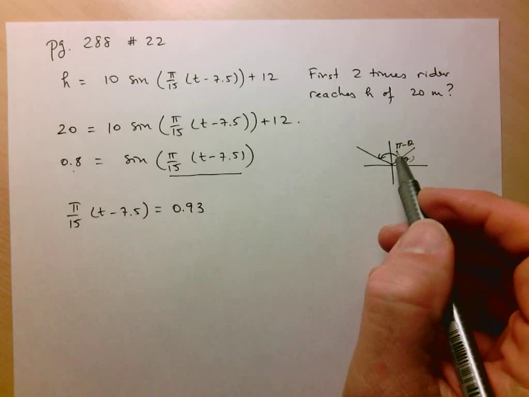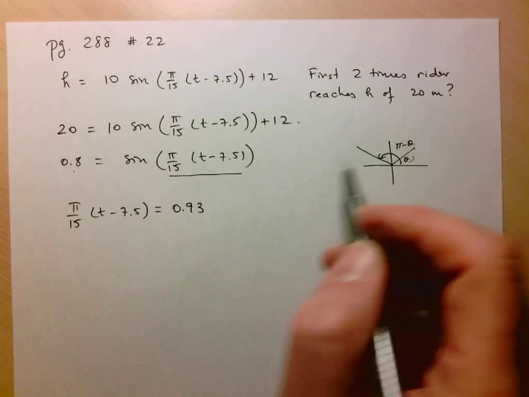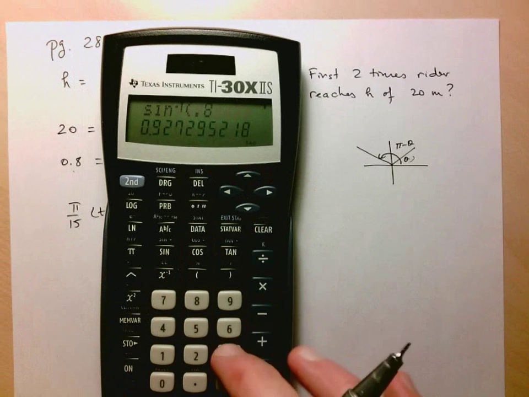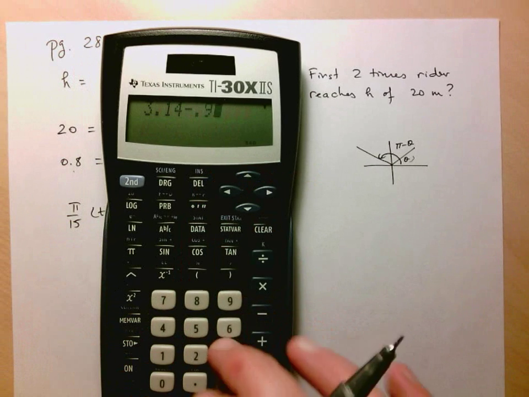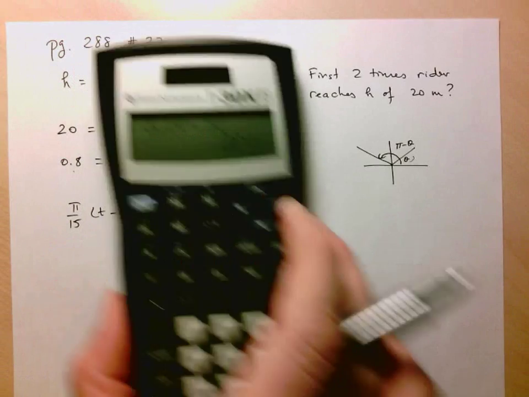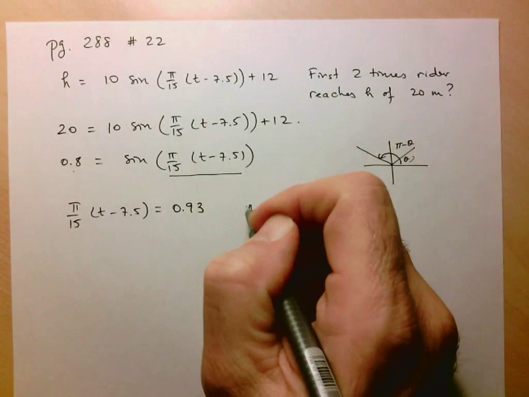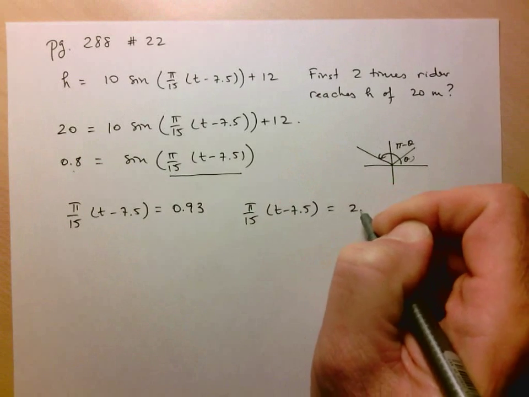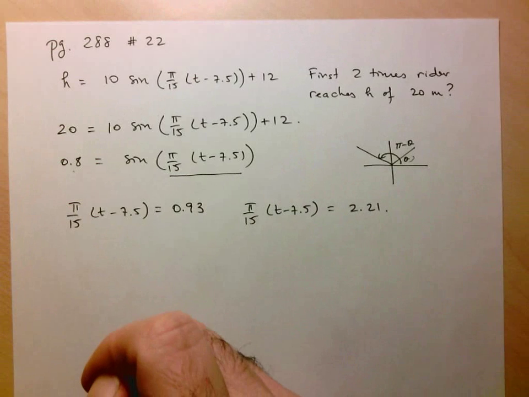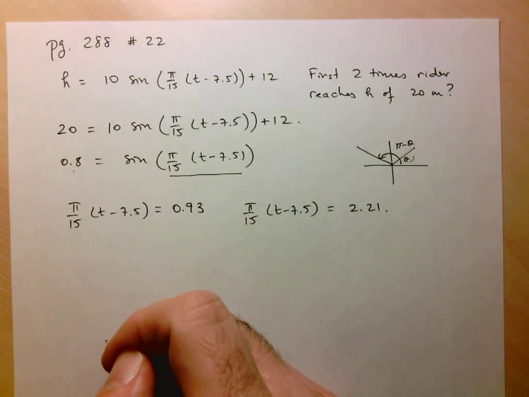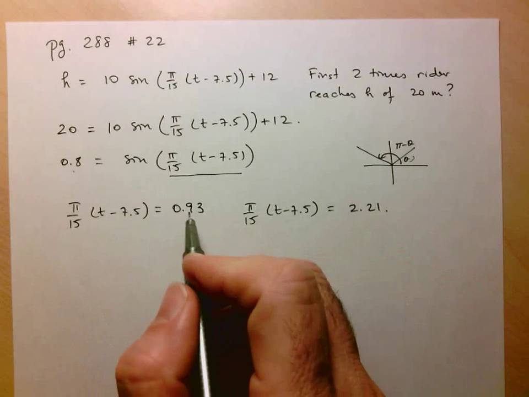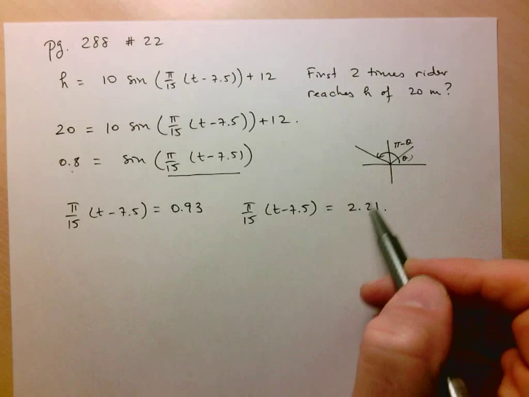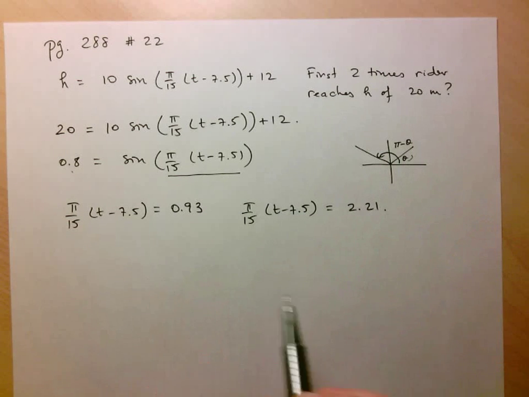But if we want the second time that it has this value, we know we're going to have to take 3.14 minus 0.93. Let's calculate that here. Pi minus 0.93 gives us 2.21. So that means pi over 15 times (t minus 7.5) can also equal 2.21. Now if I wanted the first three times that it reached the height of 20 meters, my next answer would be 0.93 plus 2 pi. If I wanted the fourth, it would be 2.21 plus 2 pi. But I just want the first two.